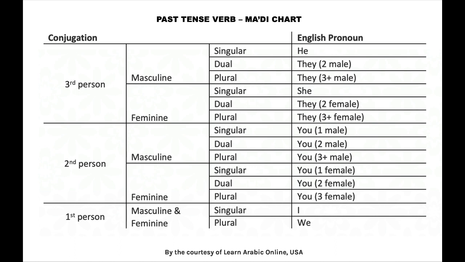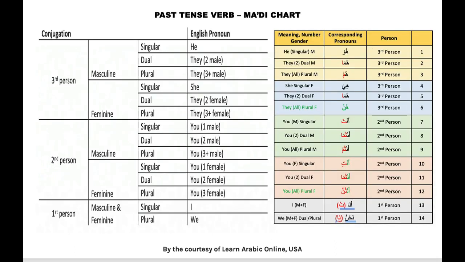1, 2, 3, 1, 2, 3, 1, 2, 3, 1, 2, 3, 1 and 2 or more. Please note, in Arabic, dual and plural for first person is same. This is just a reminder of the Damir chart. It is the pronoun chart. And again, just to remind you, you have to memorize this first in order to understand past tense verb or future tense, present tense verb.